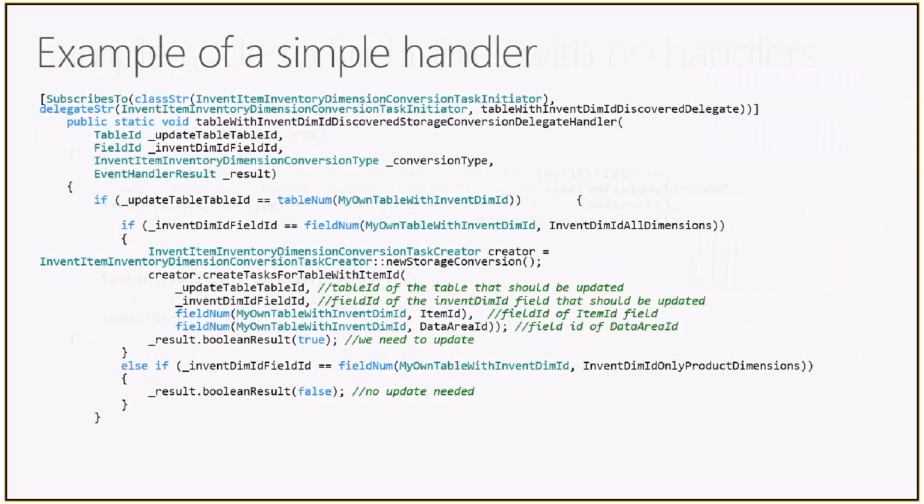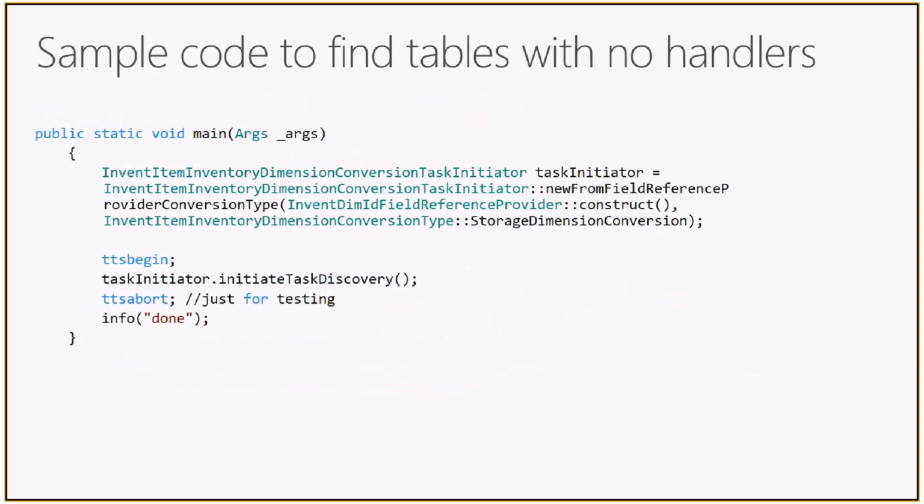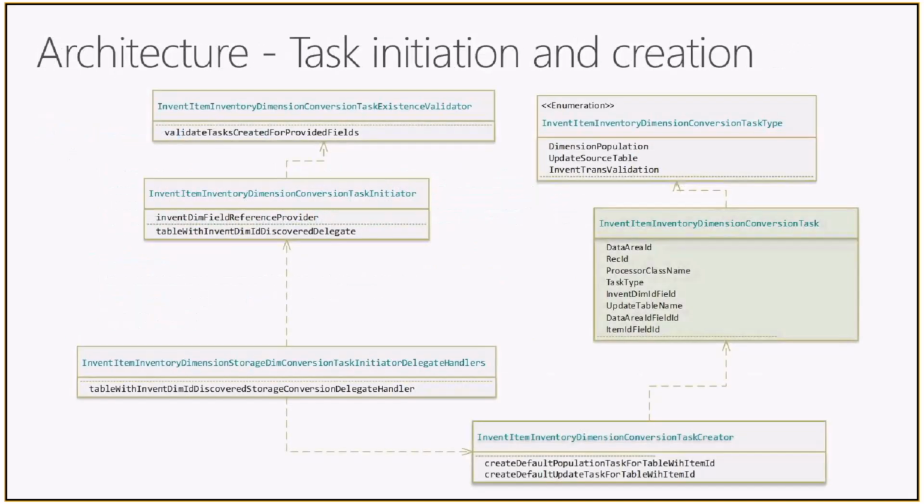This is just some code showing you how you can actually find the tables that don't have any handlers. It can be beneficial for you to run this before you run through the entire migration, so you know what you're missing. We put in the architecture diagrams in the end here. I'm not going to go through them in detail, but it can be helpful if you want to know how the code is actually structured.